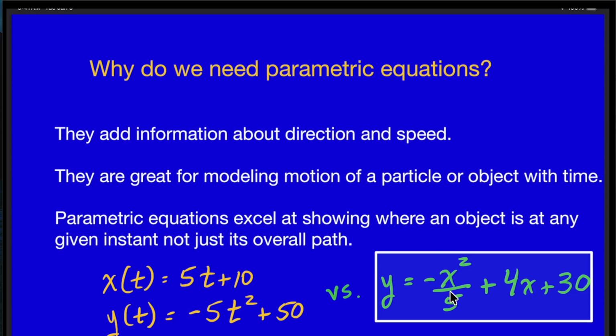We're not going to know where the particle is at t equals 0, or t equals 1, or t equals 2. We don't know which direction it's going. We don't know whether it's going from right to left or from left to right. So that is the reason why parametric equations are so important. And we'll see some examples in a moment.